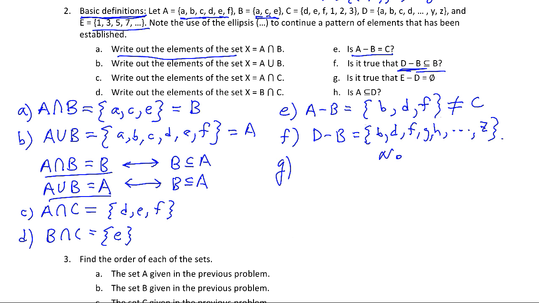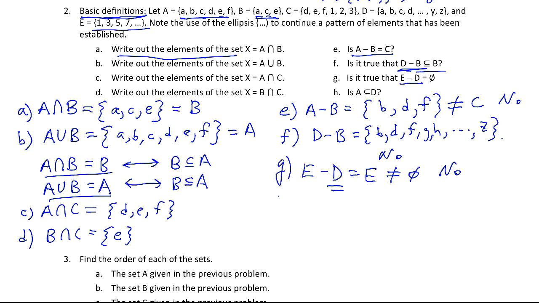Part G asks us, is it true that E minus D is the empty set? Well, let's look at what E minus D is. All those elements of E take away those elements which are also in D. E is 1, 3, 5, 7, the odd numbers there, and D is A, B, C, A through Z. So if I do E minus D, taking out the elements of D doesn't do anything because none of them are in the set E, so it's E. Okay? And this is not equal to the empty set, so the answer is no. And the answer to E was no also.